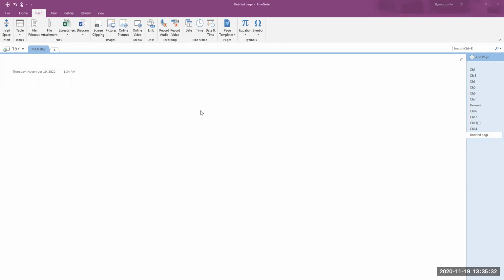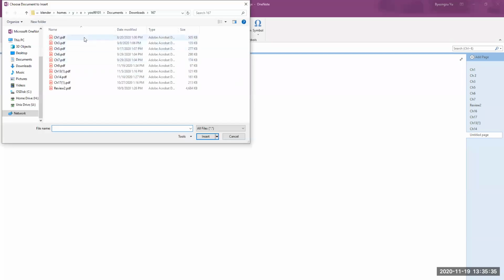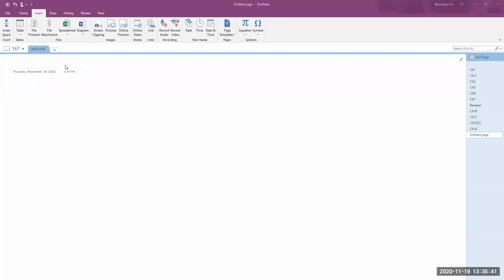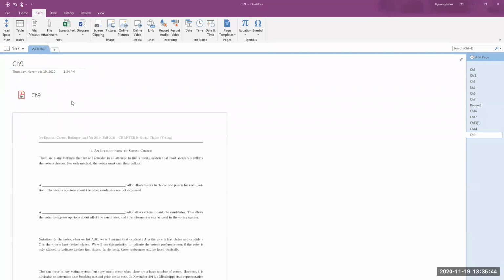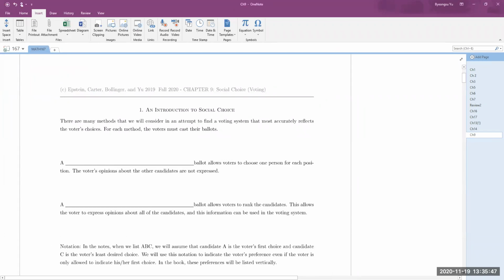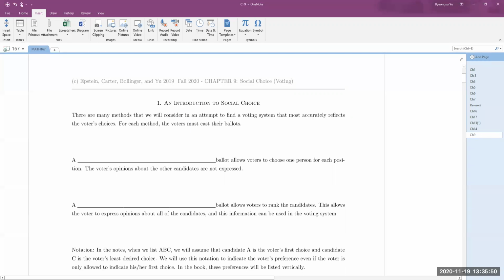Okay, great. So today we will do chapter 9, which is about the introduction to social choice. For example, one of the social choices for you is the election for American president, right? To elect someone as your US POTUS, you need to choose someone and vote for them, right?